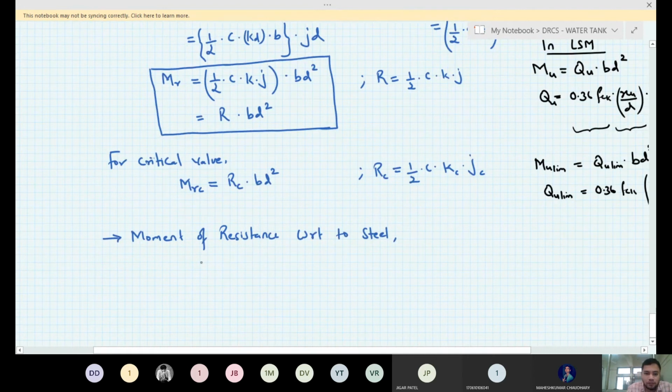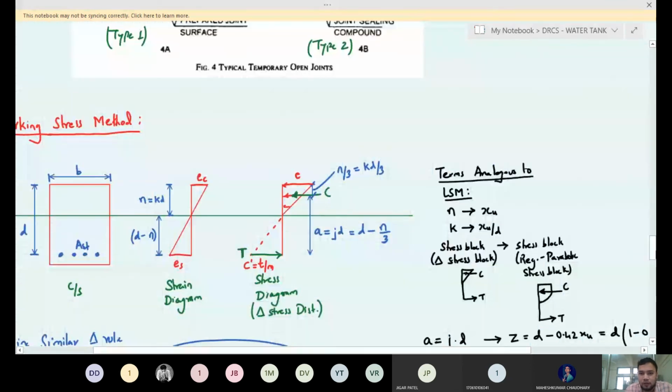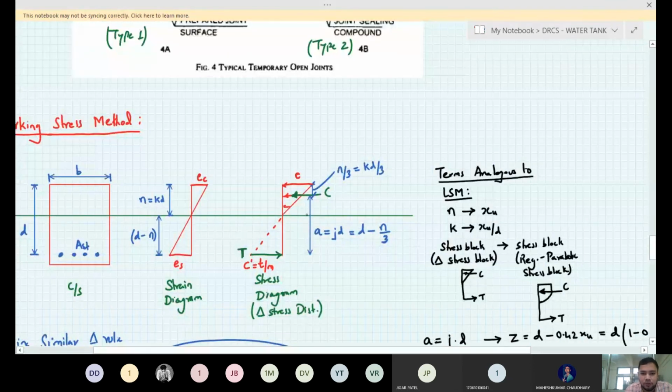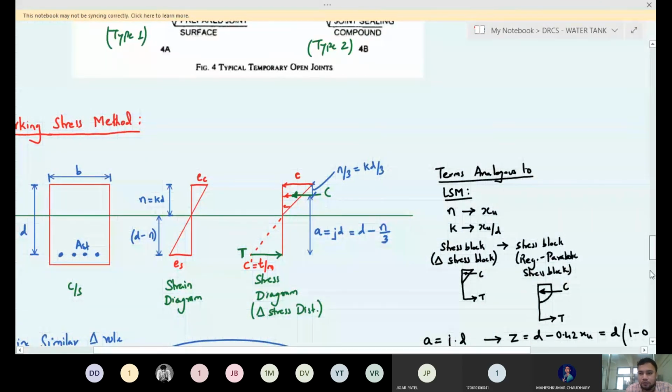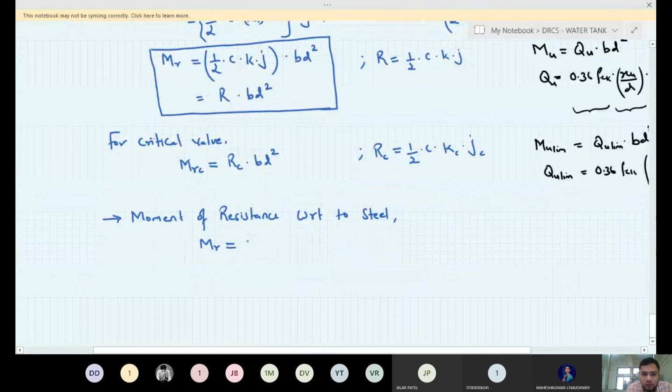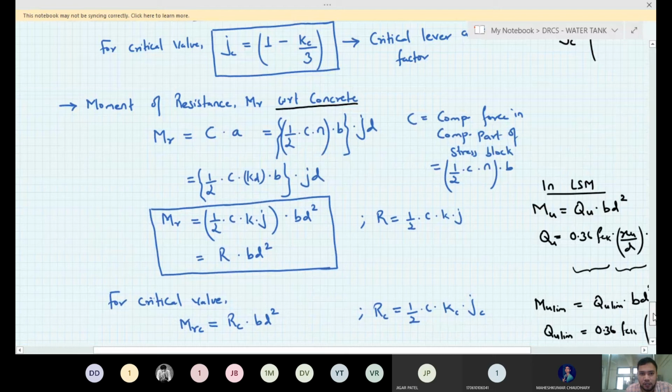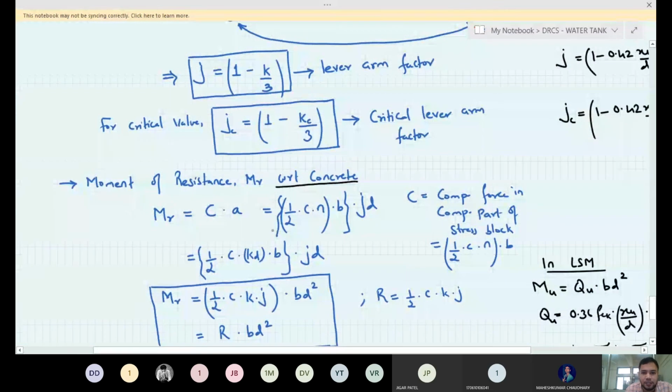Okay, so for steel, MR is equal to T into this lever arm distance A. It will be T into A. So instead of C into A, it will be T into A.